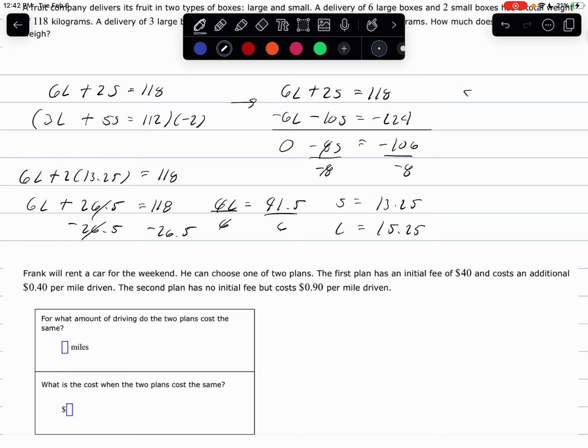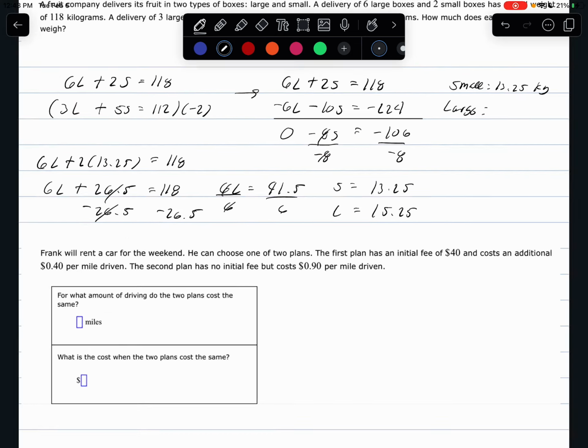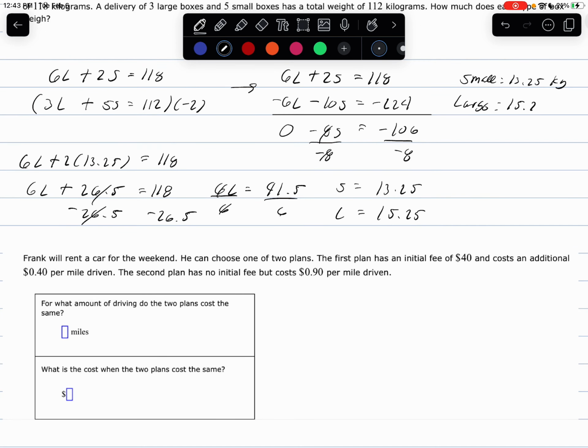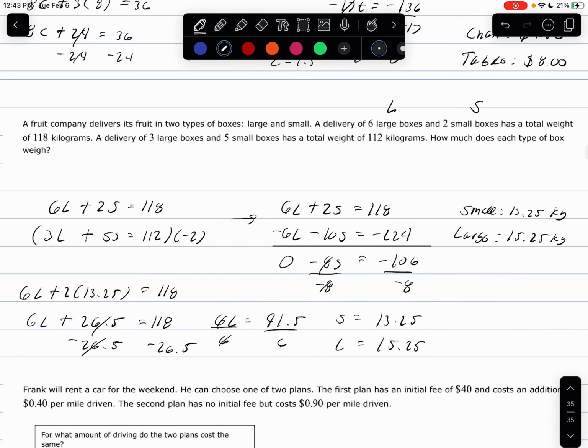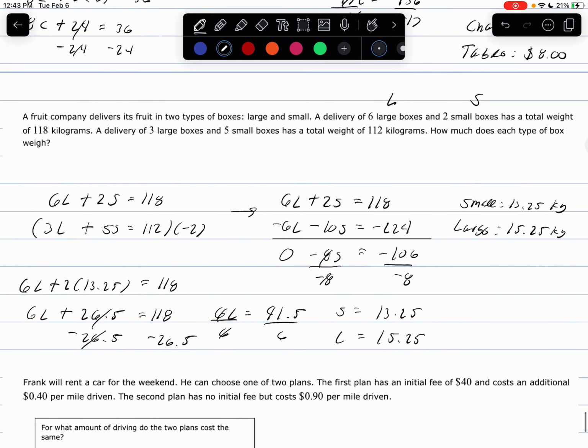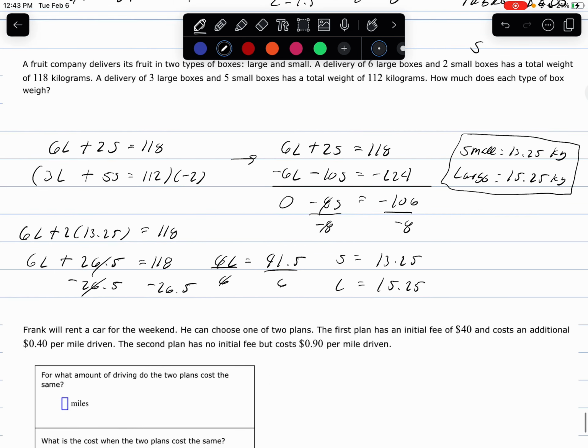Okay, so small is 13.25 kilograms, and large is equal to 15.25 kilograms. It's not much of a difference here, but sometimes it happens that way. So there we go. That would be your answer for this particular situation.